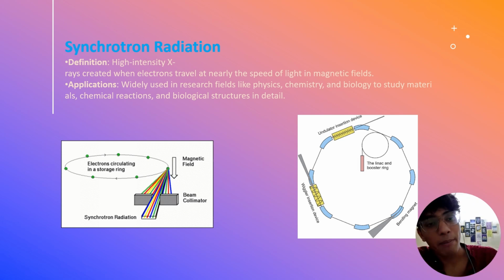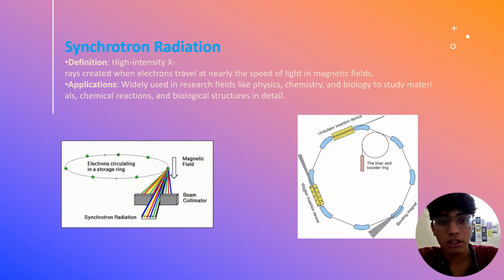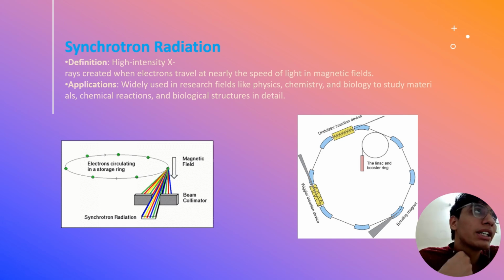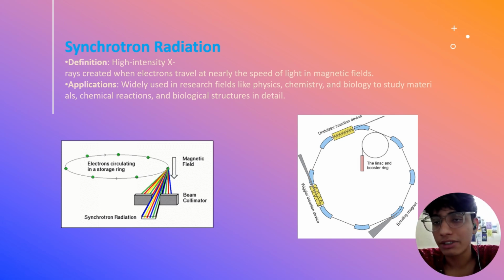What are the practical applications of synchrotron radiation? Synchrotron radiation is mainly used in the fields of physics, chemistry, and biology for high resolution. It is used to study materials, atomic research, and chemical reactions, and biological structure in detail at the molecular and atomic level. This provides insights that are not possible using normal X-ray sources.